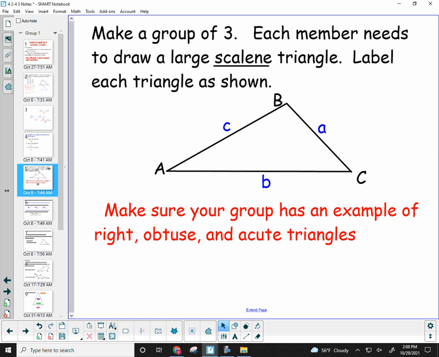Everybody else needs scalene. There should be at least 3 different triangles. Everybody should do this. But one person has to draw an acute scalene, one person draw an obtuse scalene, one person draw a right scalene. 2 of them are going to get doubled up. You might need a right angle. You can use the corner of your paper first.